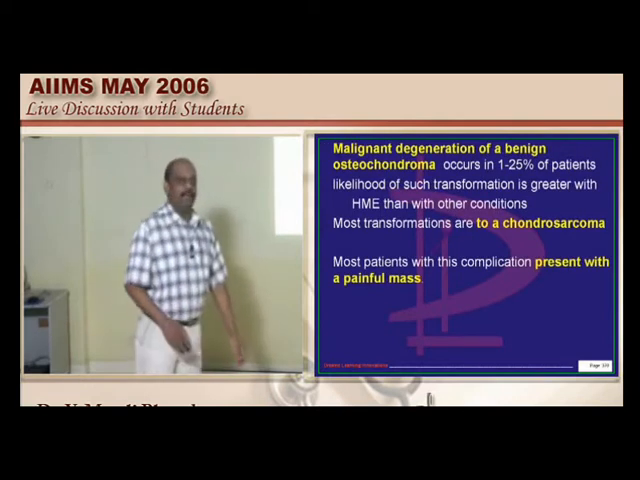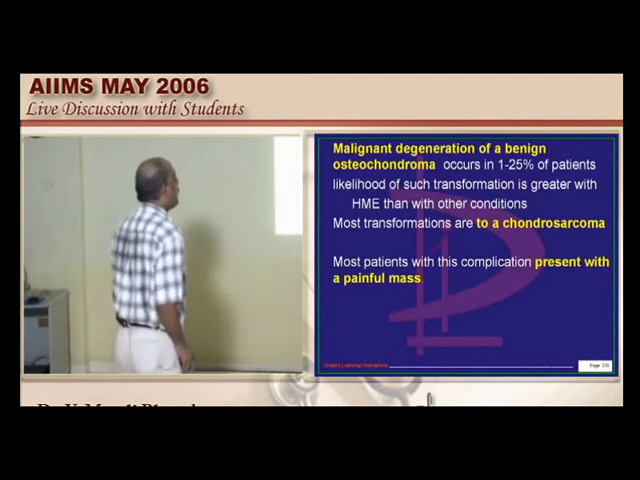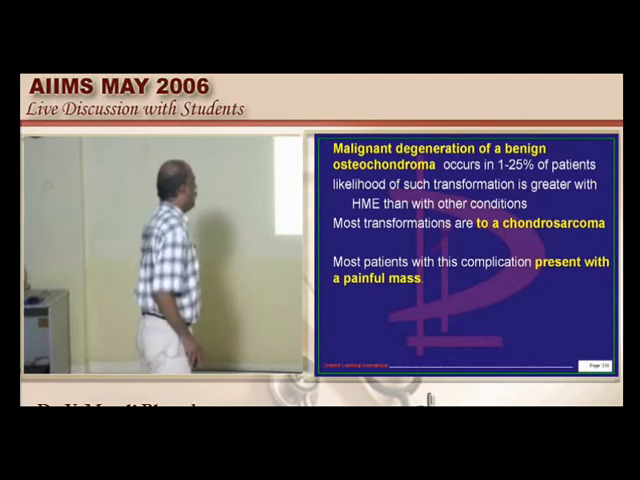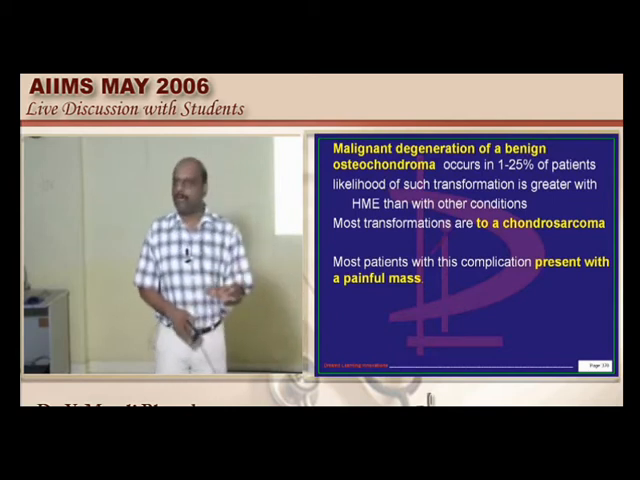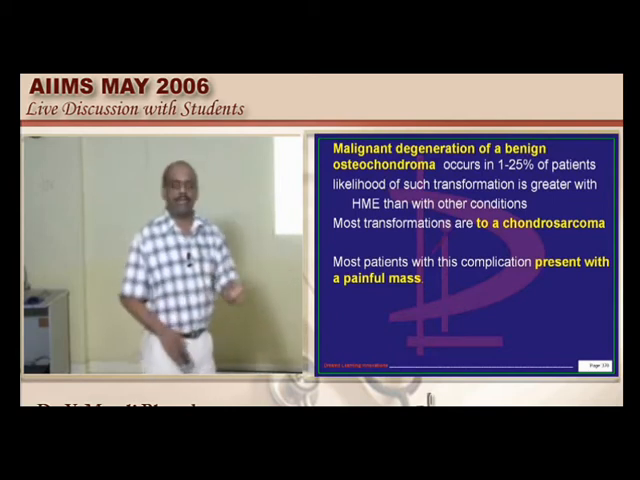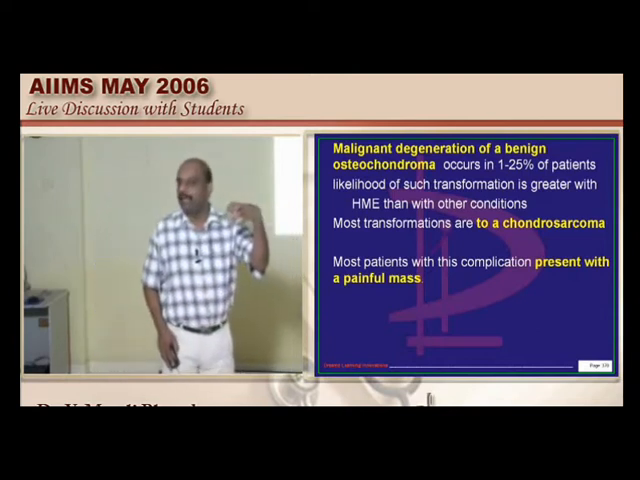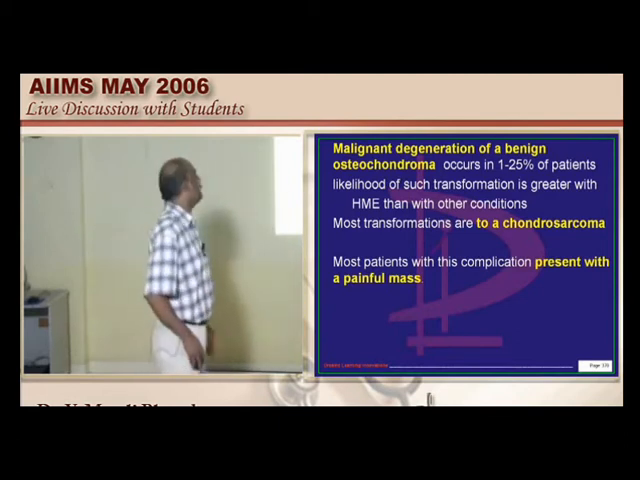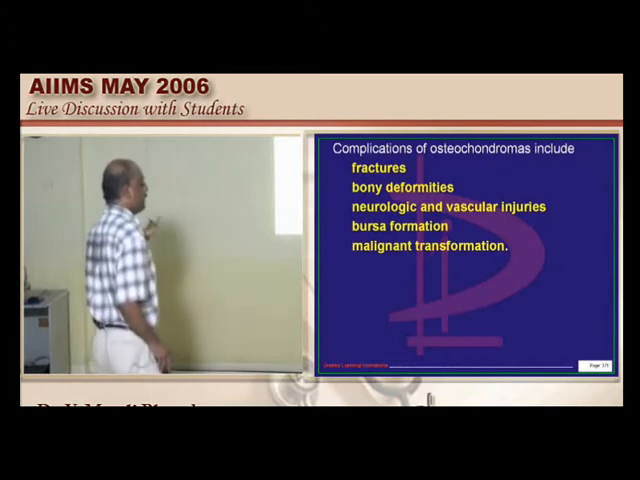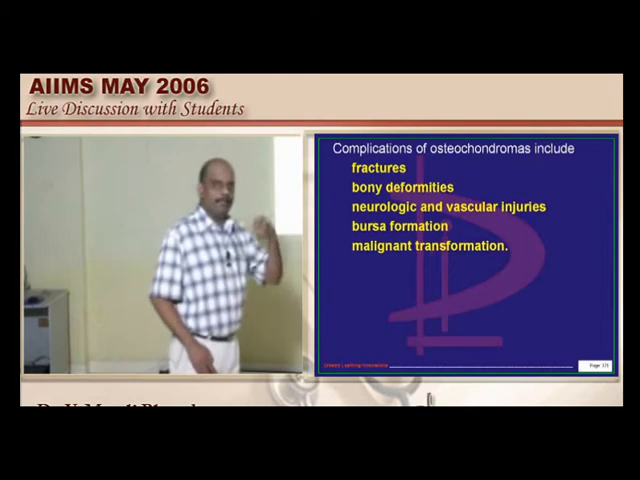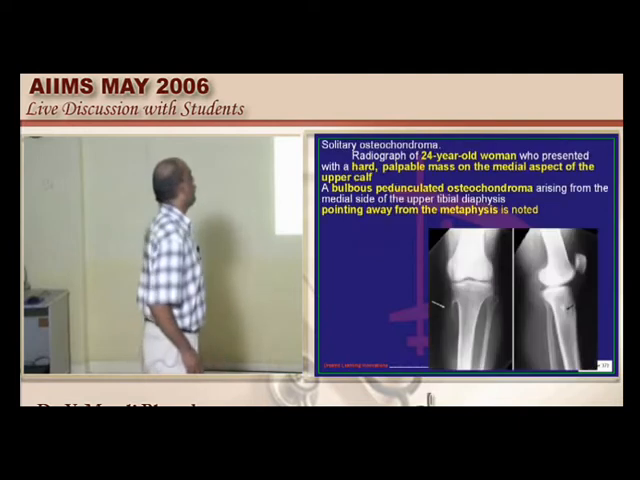What chances are there in a benign lesion like osteochondroma that malignancy can develop? Around 1 to 25% chances are there, which is what I want to underscore to all of you. Most of the time osteochondroma will transform into a chondrosarcoma, the final sarcomatous degeneration, and the sudden painful nature of that mass is an expression of sarcomatous degeneration, which needs to be remembered. Similarly, fractures, bony deformities, neurological injuries, vascular injuries, bursa formation with bursitis and malignant transformation are all complications of osteochondroma which you are not going to forget.